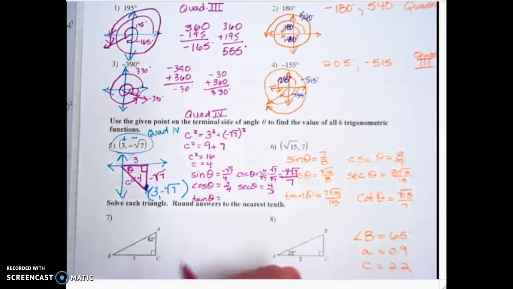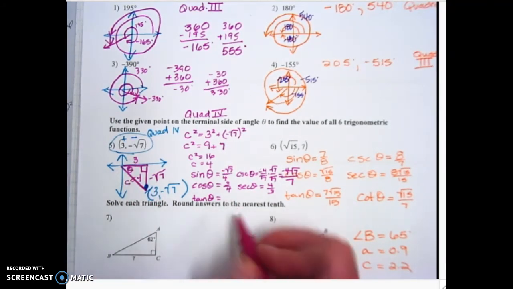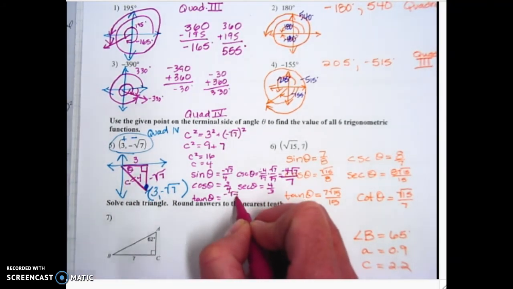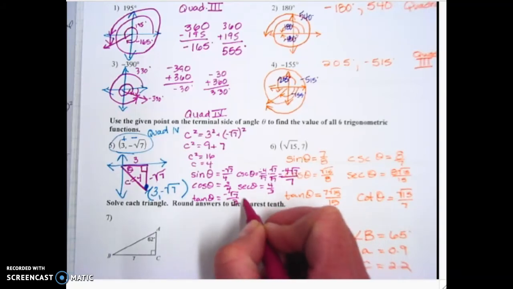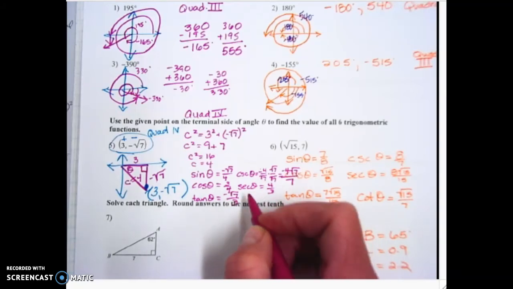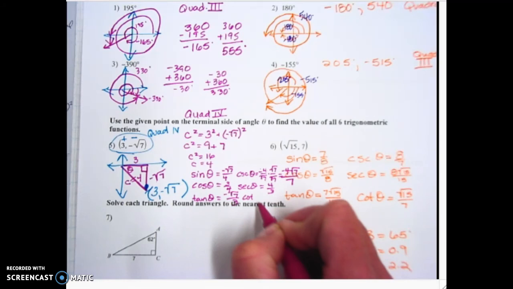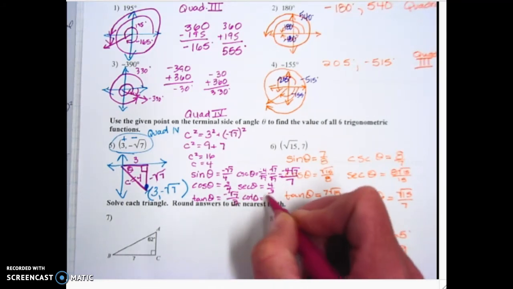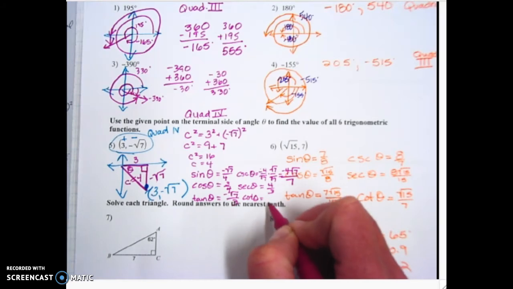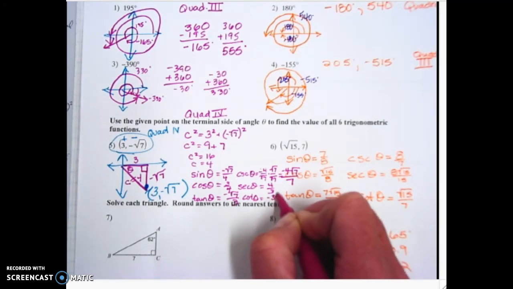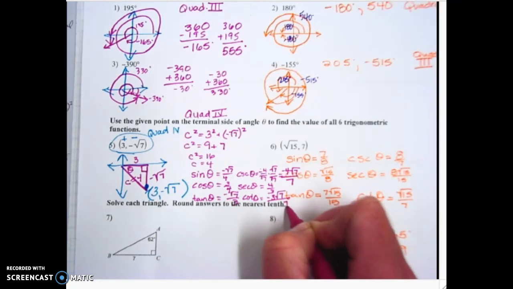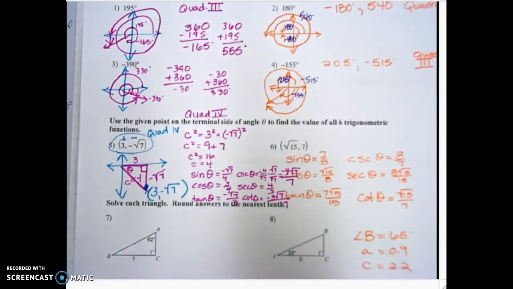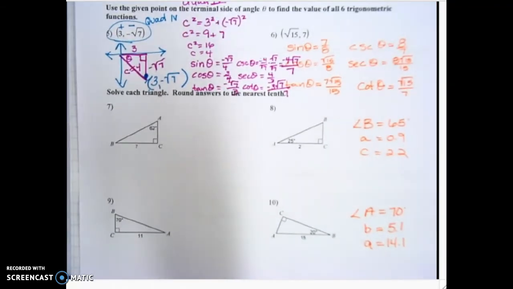Tangent is opposite over adjacent, so negative square root of 7 over 3, which is fine. But when we go to get the cotangent, we're going to have the radical in the denominator. So we're going to need to multiply the numerator and the denominator both by the square root of 7, which gets you negative 3 square root of 7 over 7. Sorry, running out of room. All right, should have made more space there.